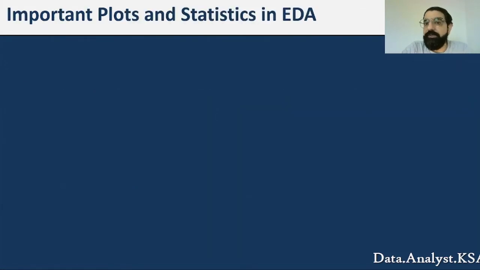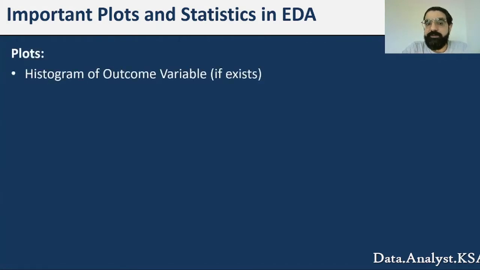So what are some of the important plots and statistics that you do in your EDA, or exploratory data analysis? Some of the plots: first, if your data set has an outcome variable, you might want to check the distribution of that outcome variable with a histogram. After you have split your data, now you have your training data set, and you want to check how every class, for example, in your outcome variable is represented.